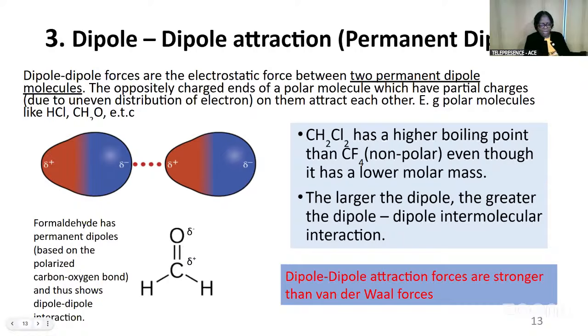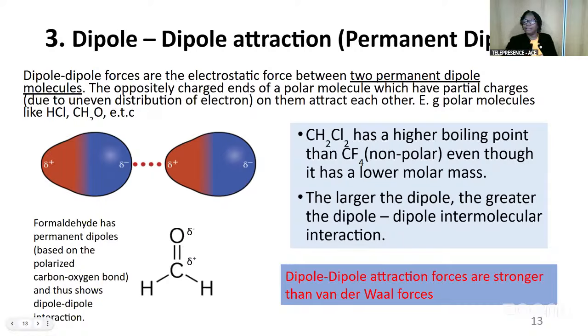So the part that is carrying a permanent negative charge will attract the side that is carrying a positive charge that is permanent on the other molecules. So this is not about inducing charges or inducing dipole. For example, you have formaldehyde that is polar because of the presence of oxygen that is highly electronegative and bonded to carbon. So without any coming together with anything, they carry these dipoles permanently. And so based on the polarized carbon-oxygen bond, you're going to have dipole-dipole attraction between molecules of formaldehyde.